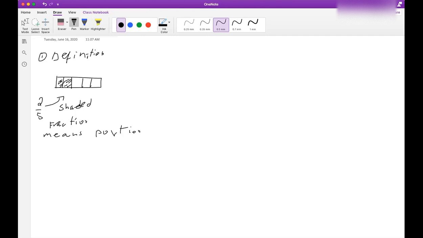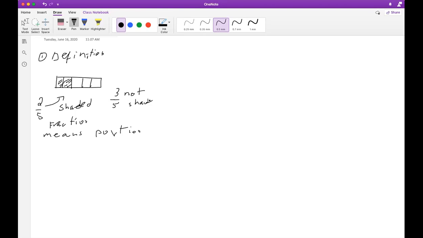Yes. Okay, so if 2 out of 5 is what's shaded out of this whole piece, what's the fraction of the non-shaded part? 3 out of? Out of 5. That's right, we have 1, 2, 3 out of 5 pieces. Not shaded.